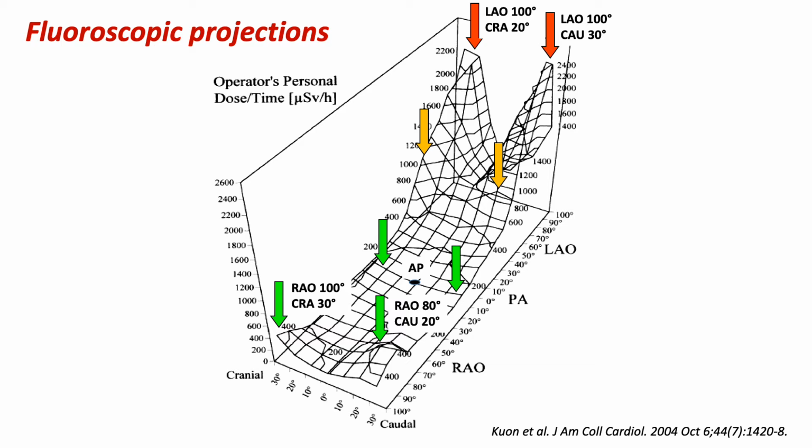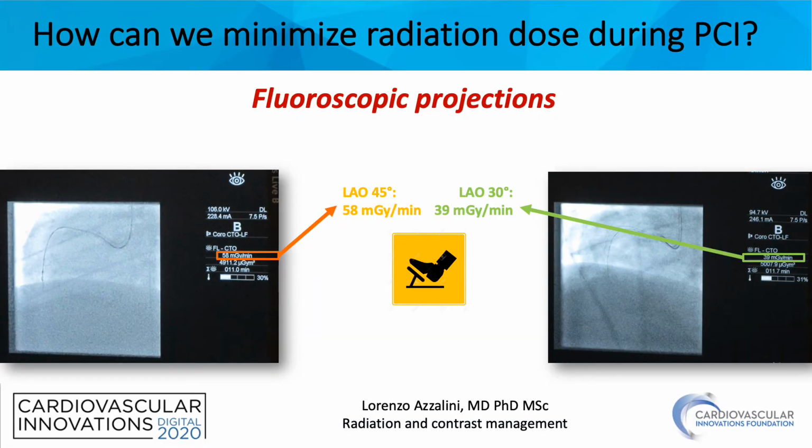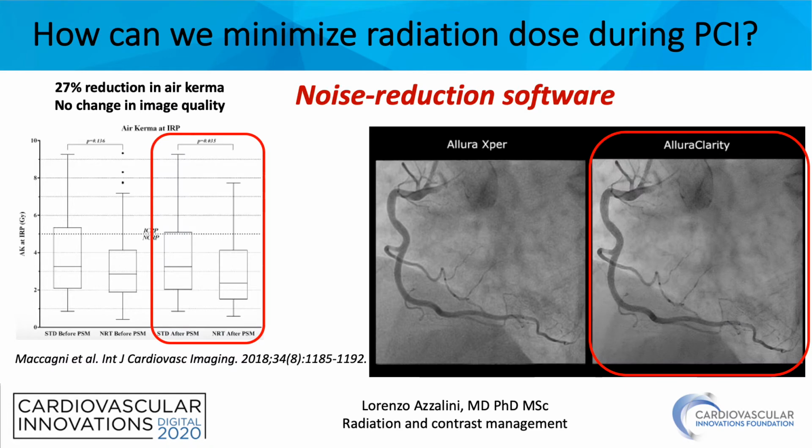This is a chart that shows clearly that we should strive to utilize projections close to AP, RAO projections, and mildly cranial and caudal projections. And this is the concept of the gas pedal I mentioned before. So LAO 45 gives a dose rate of 58 milligray per minute, but if we just decrease the LAO angulation to 30, we will decrease the radiation dose rate by about a third. There is noise reduction software that can effectively decrease the air kerma by even a quarter or a third, as shown in this study we published a couple of years ago, while preserving the image quality.